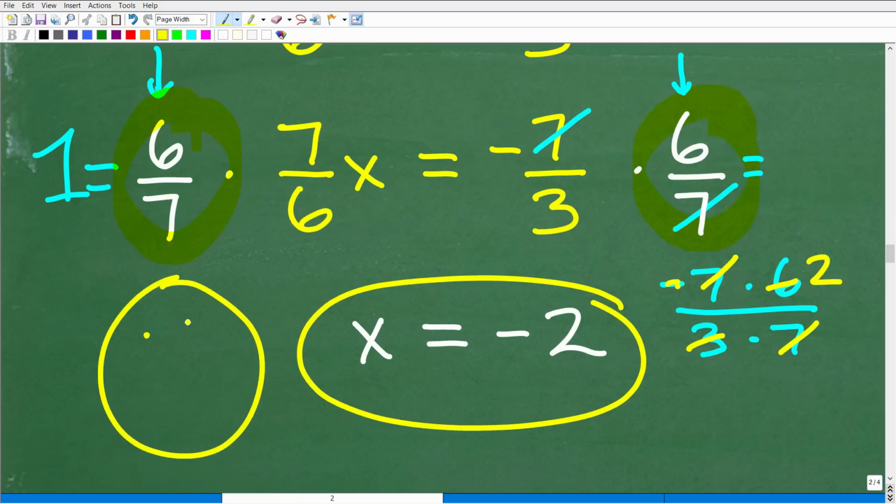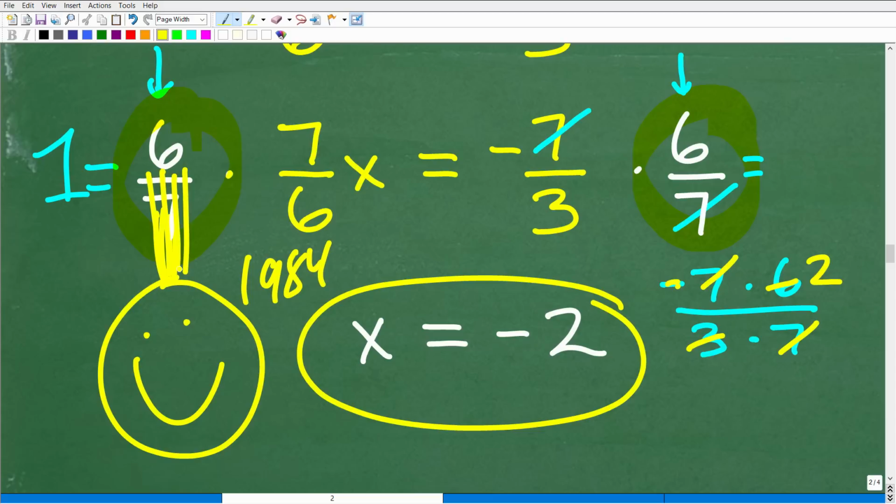Okay, so if you were able to do this, that is not only just a happy face, that is a happy face with a good old 1984 Mohawk haircut. I thought that was pretty cool. I was in high school during that time, and I'll tell you something, it was pretty cool to have. I didn't have a Mohawk haircut, but those folks that did, I was like, you know what, that's pretty cool. Anyways, very impressive indeed, just like your ability to solve this problem.